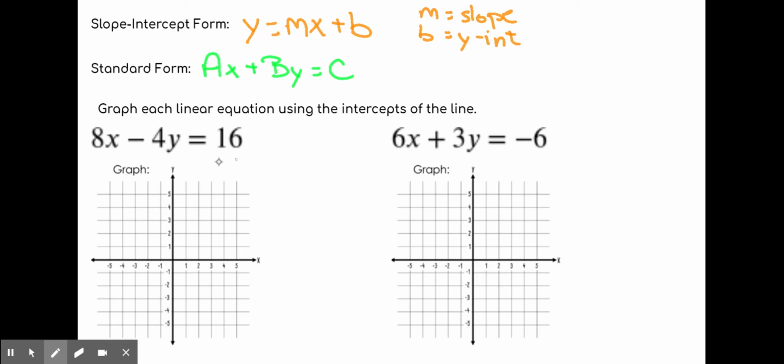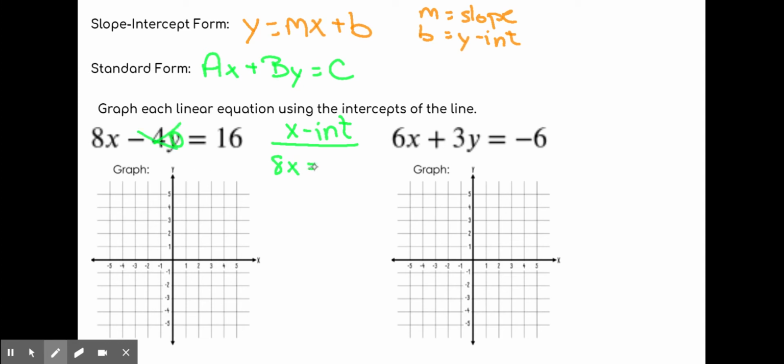So they're going to give us an equation in standard form. We're going to find the x-intercept and the y-intercept. We did this in the previous video, and then we're going to graph the line using those intercepts. Okay, so I have 8x minus 4y equals 16, and it says to graph it using the intercepts. So I need to find the x-intercept of this line. And remember, for the x-intercept, the y value is 0.